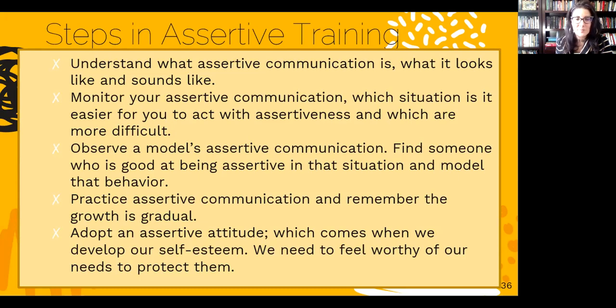Let them be your teacher. Practice assertive communication, and remember that the growth is gradual. So it takes time. We learn a little bit, and then we take a step back. We learn a little bit and we take a step back. But practicing assertive communication is the only way to get better.